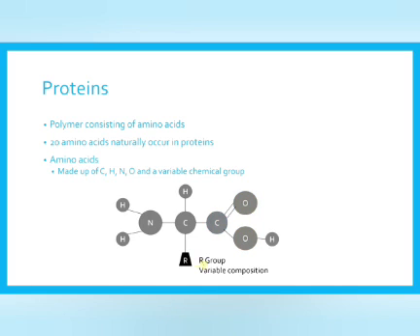Lastly, we have our R group, and this has a variable composition. And what the R group is determines what type of amino acid it is. So for example, if it's just got hydrogen, the amino acid is called glycine. This represents serine. And there's a whole variety of R groups, which is what produces our 20 amino acids that naturally occur.